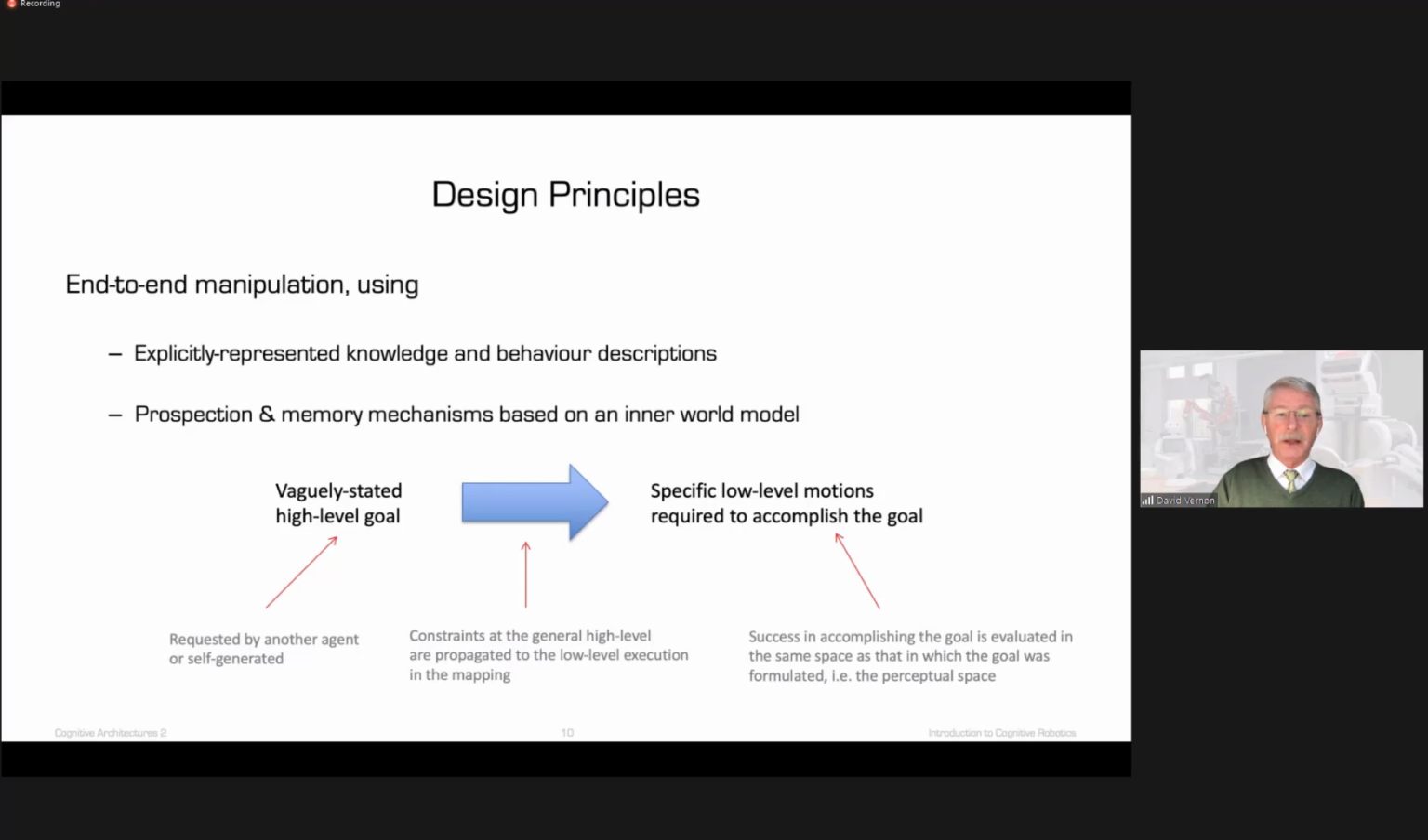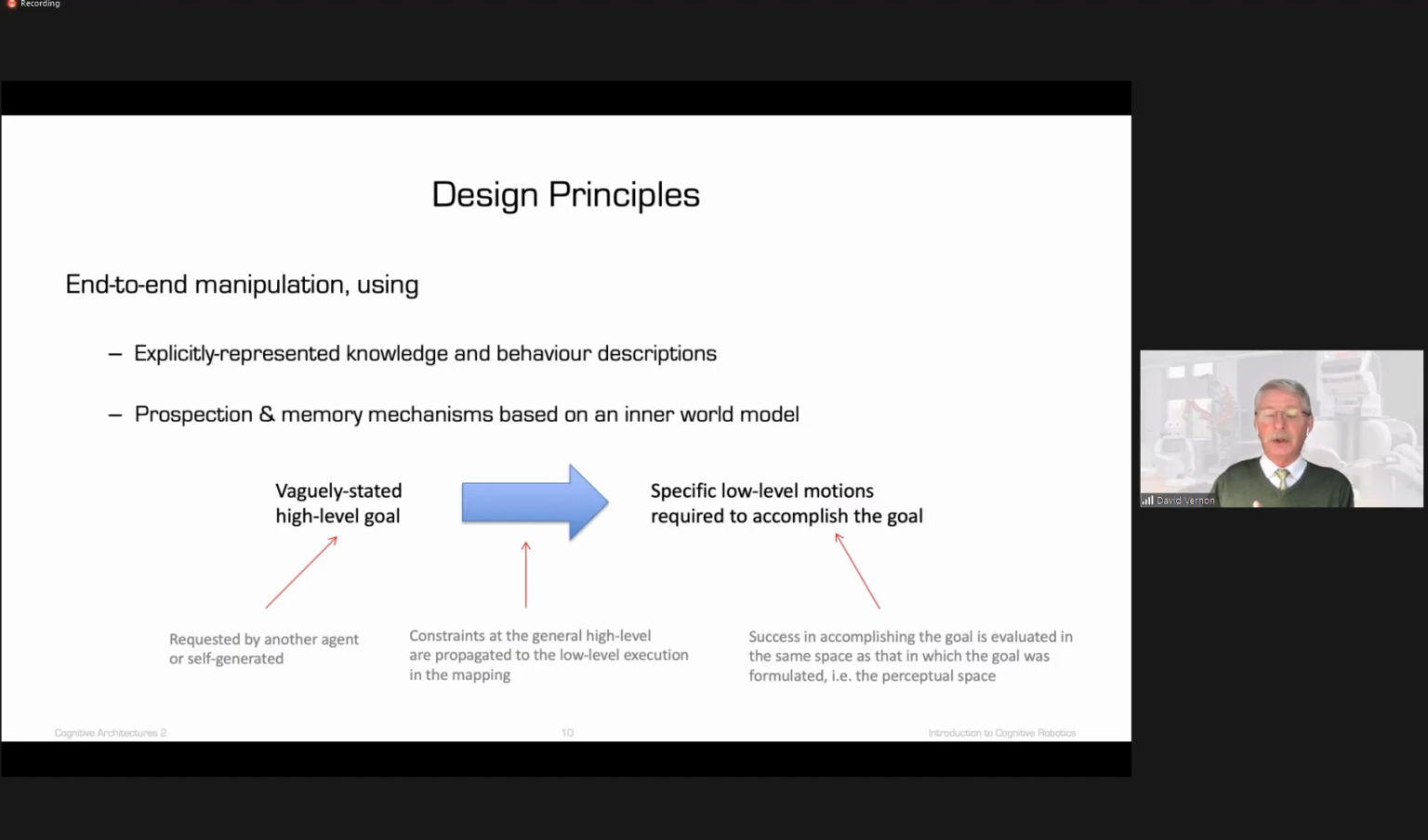It's important in the end-to-end idea that when you do the mapping, if you have constraints and you know them at this high level, then you can propagate them down to the lower level when you're mapping from the high level action specification to the low level motion plan. And the key thing here is that we're also going to evaluate whether or not the goal was accomplished well or not in the same space in which you formulated it, and that's the observation space.